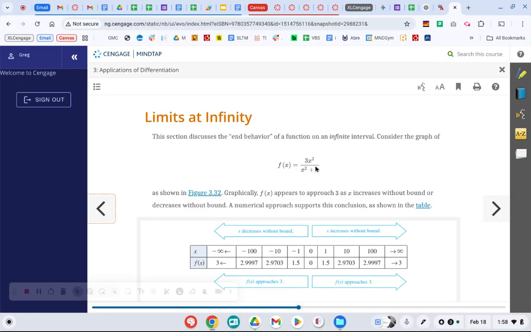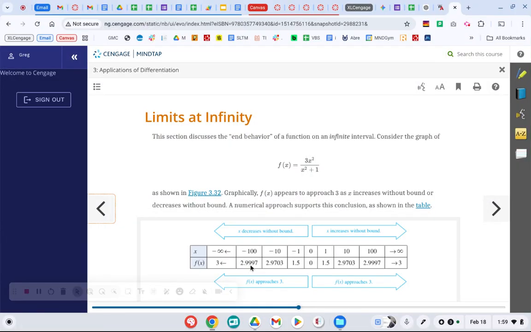Its difference is going to be so negligible that we don't even need to account for it. So you can really think about this question as 3x squared over x squared. And you're going to find that as you get higher and higher, your table is going to start looking like this. Even as we put 100 in for x, we already get 2.9997. And when we put a negative 100 in for x, we get 2.9997.